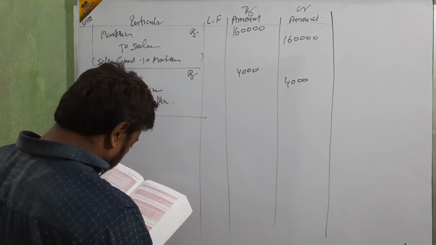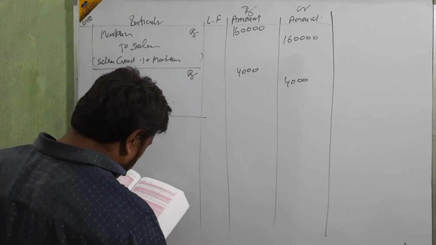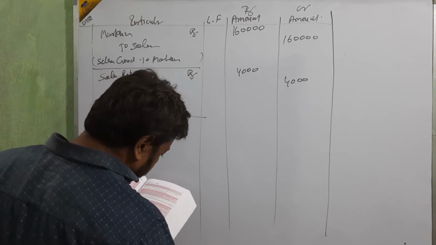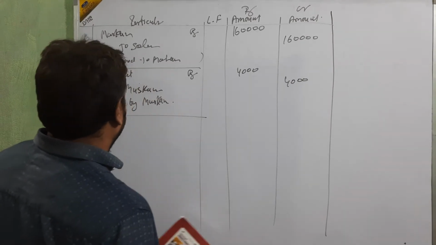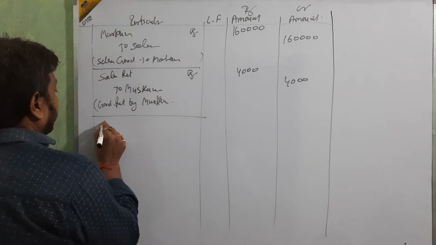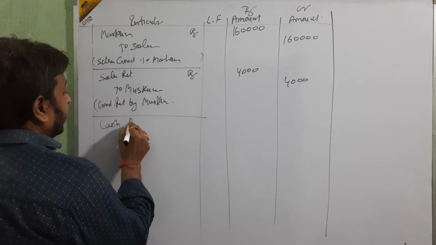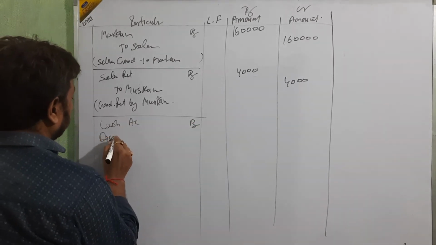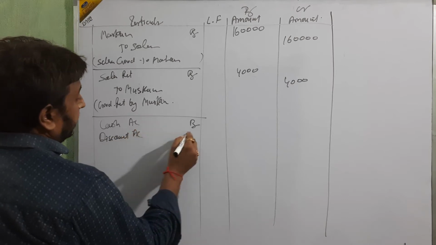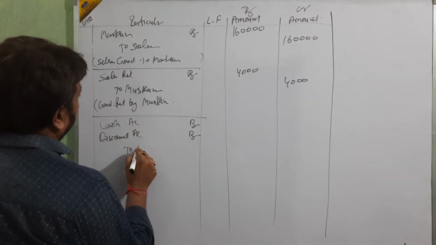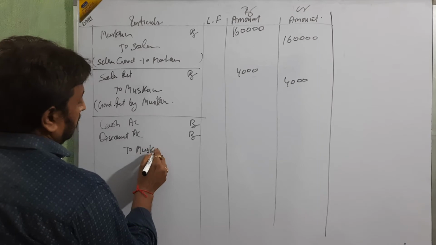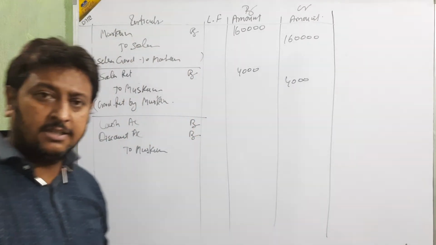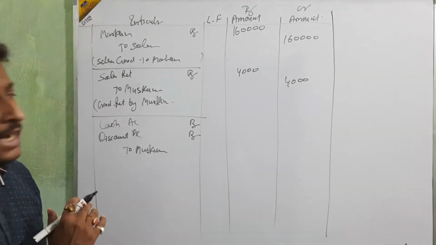Cash received from Muskan for full settlement with a cash discount of 4%. Then you are receiving the money. It means Cash Account Dr. You are giving the discount. Then Discount Account Dr. to Muskan. Now first we are going to calculate what should be paid by Muskan.